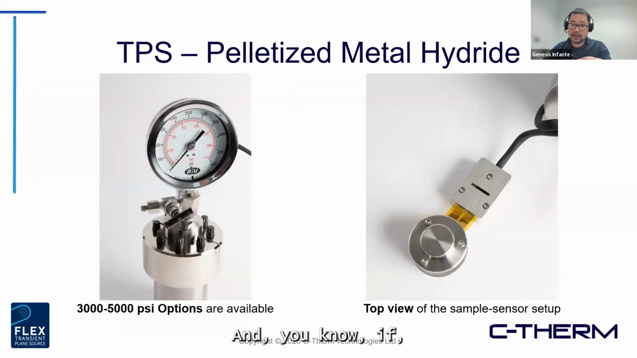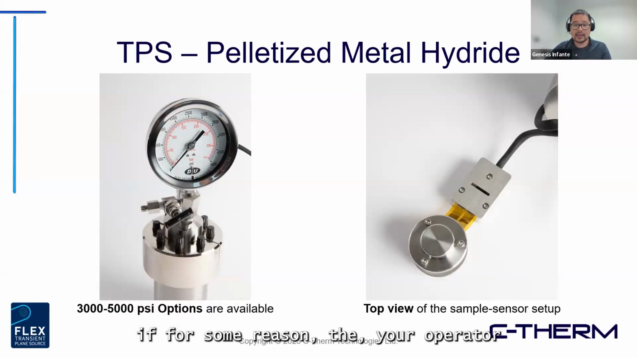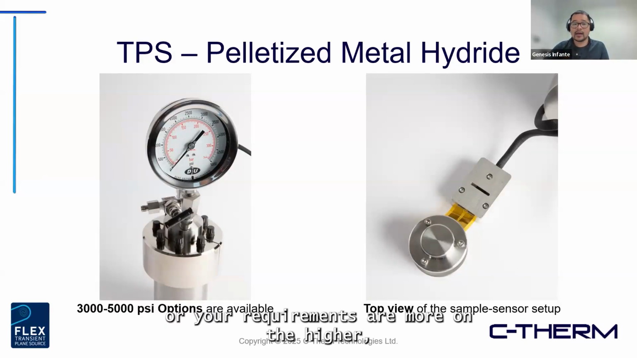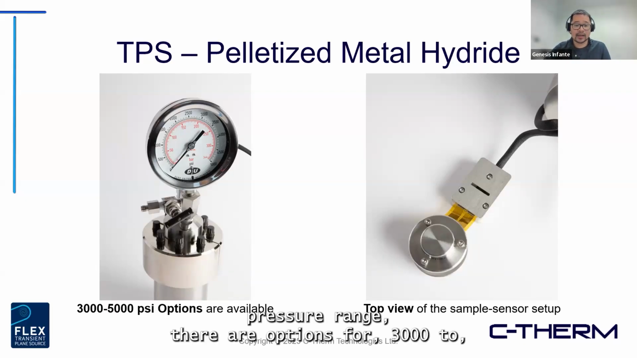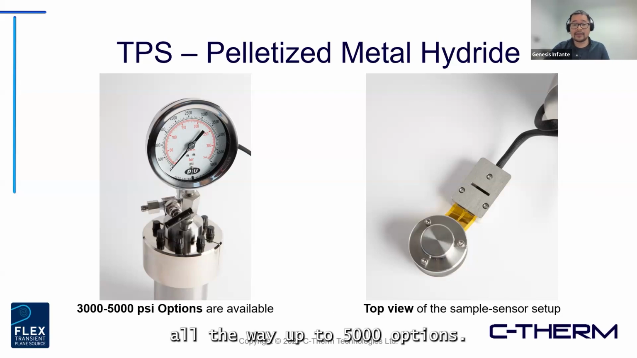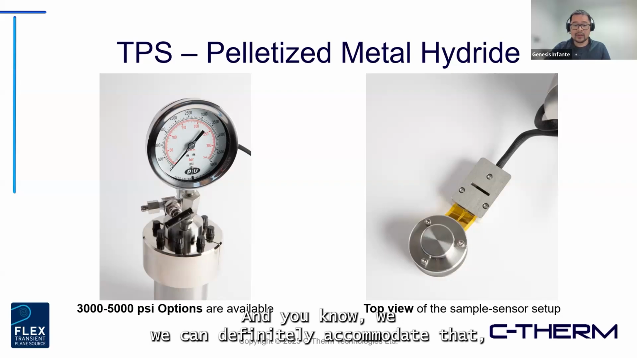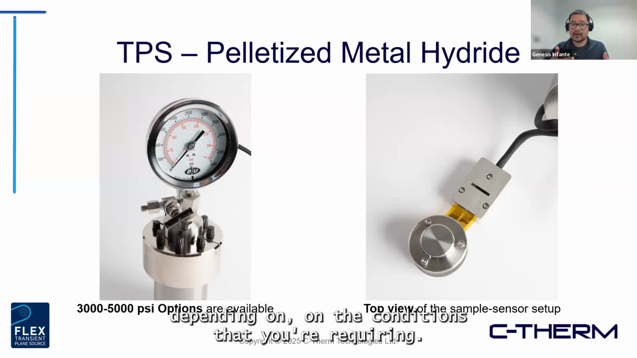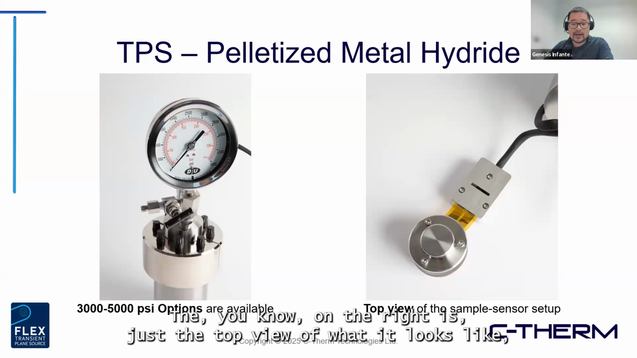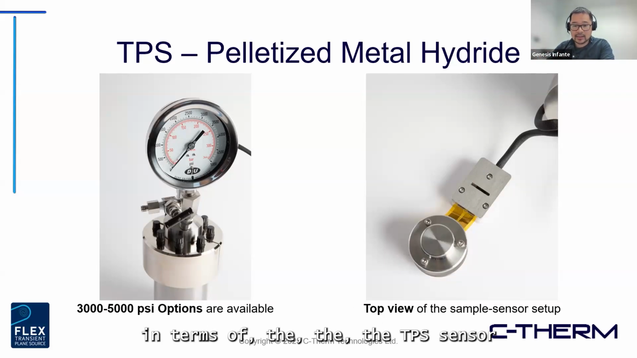And if for some reason your requirements are in a higher pressure range, there are options from 3,000 all the way up to 5,000 psi. We can definitely accommodate that depending on the conditions that you require. On the right is just the top view of what the TPS sensor and the sensor stack look like.